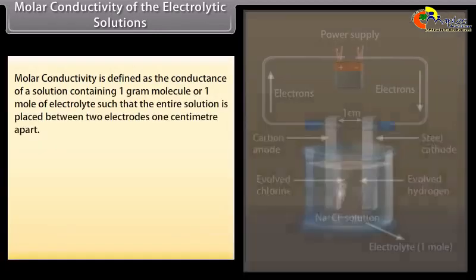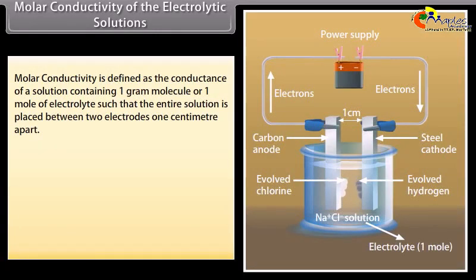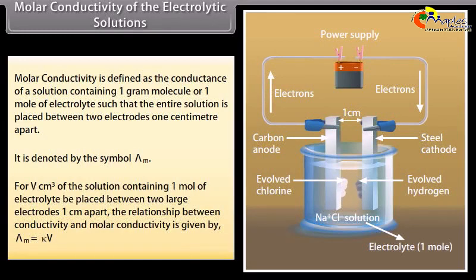Molar conductivity of the electrolytic solutions. Molar conductivity is defined as the conductance of a solution containing 1 gram molecule or 1 mole of electrolyte such that the entire solution is placed between two electrodes 1 centimeter apart. It is denoted by the symbol λm. For V centimeter cube of the solution containing 1 mole of electrolyte placed between two large electrodes 1 centimeter apart, the relationship between conductivity and molar conductivity is given by λm is equal to the product of kappa and volume.